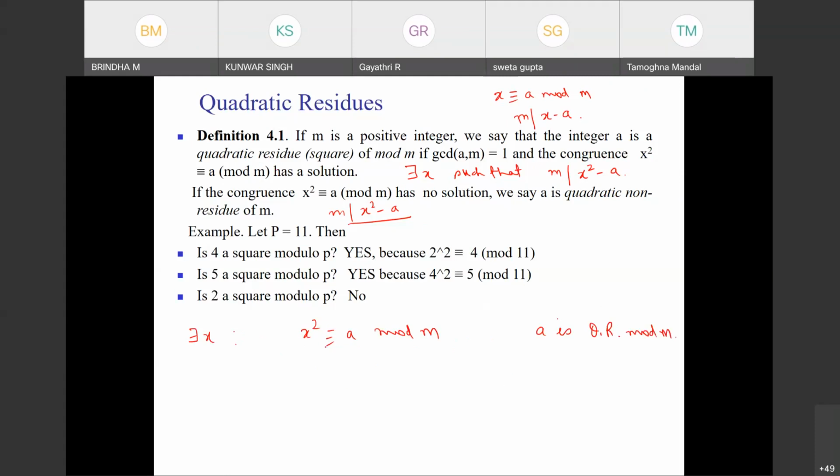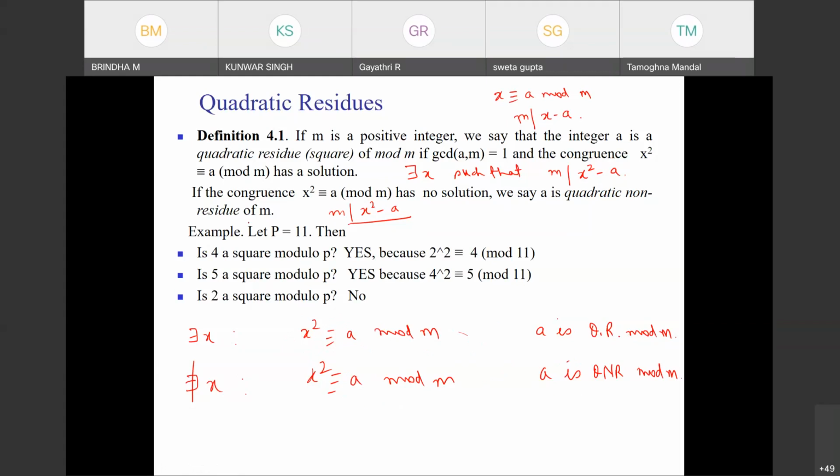You'll see there may not be any X which will satisfy this equation. If there doesn't exist X which satisfies this equation, then we say A is quadratic non-residue, QNR, modulo M. This is clear. So if X exists, we'll say A is QR modulo M. If X doesn't exist, we'll say A is QNR modulo M.